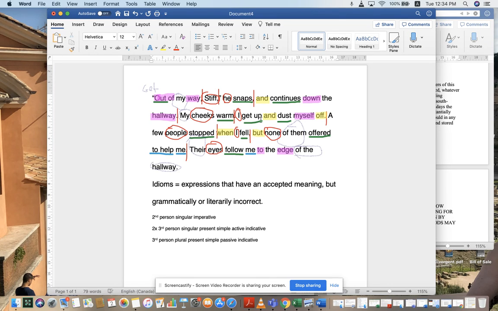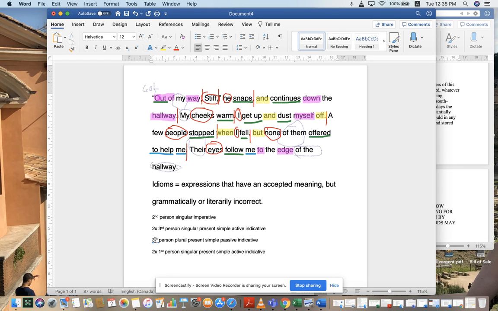Next, we got up. So I get up. That's a first person singular. Present, simple, active, indicative, and dust. So that's second person. A few people stopped. So people, I know you want to say that it's plural, but people is plural in meaning, but singular in form.